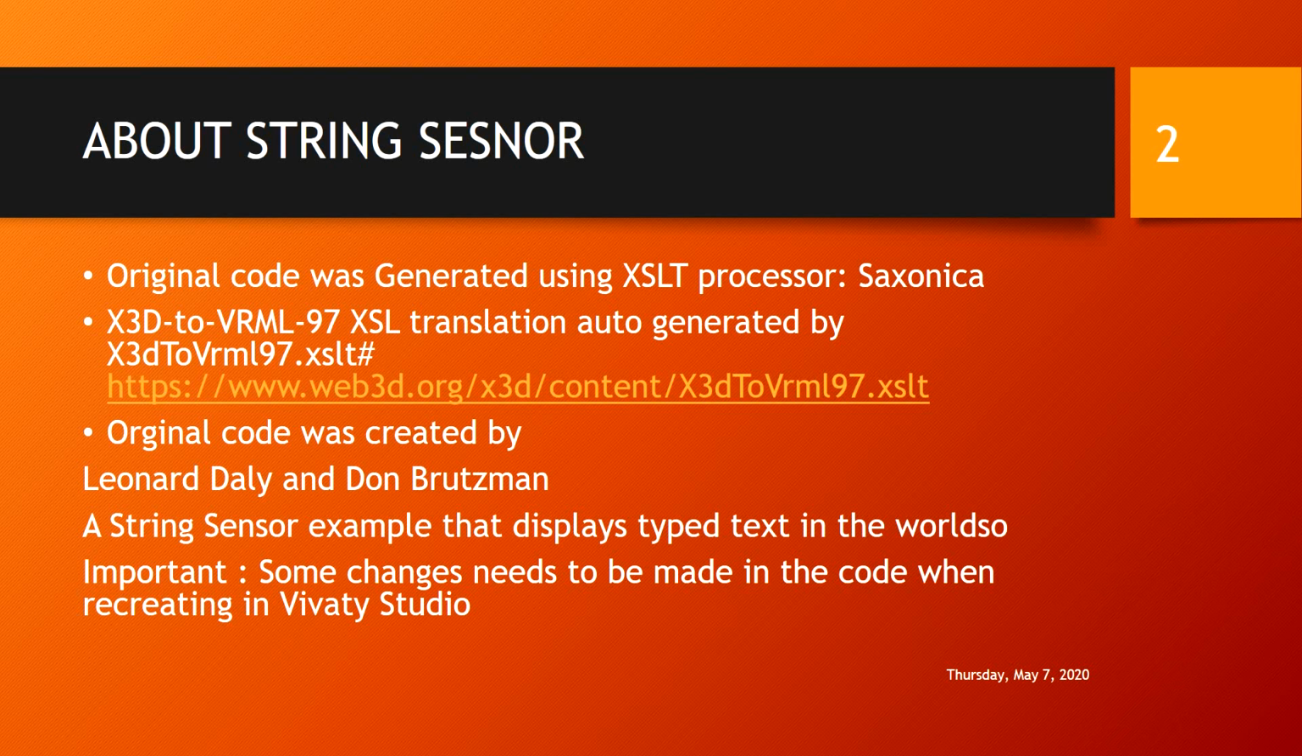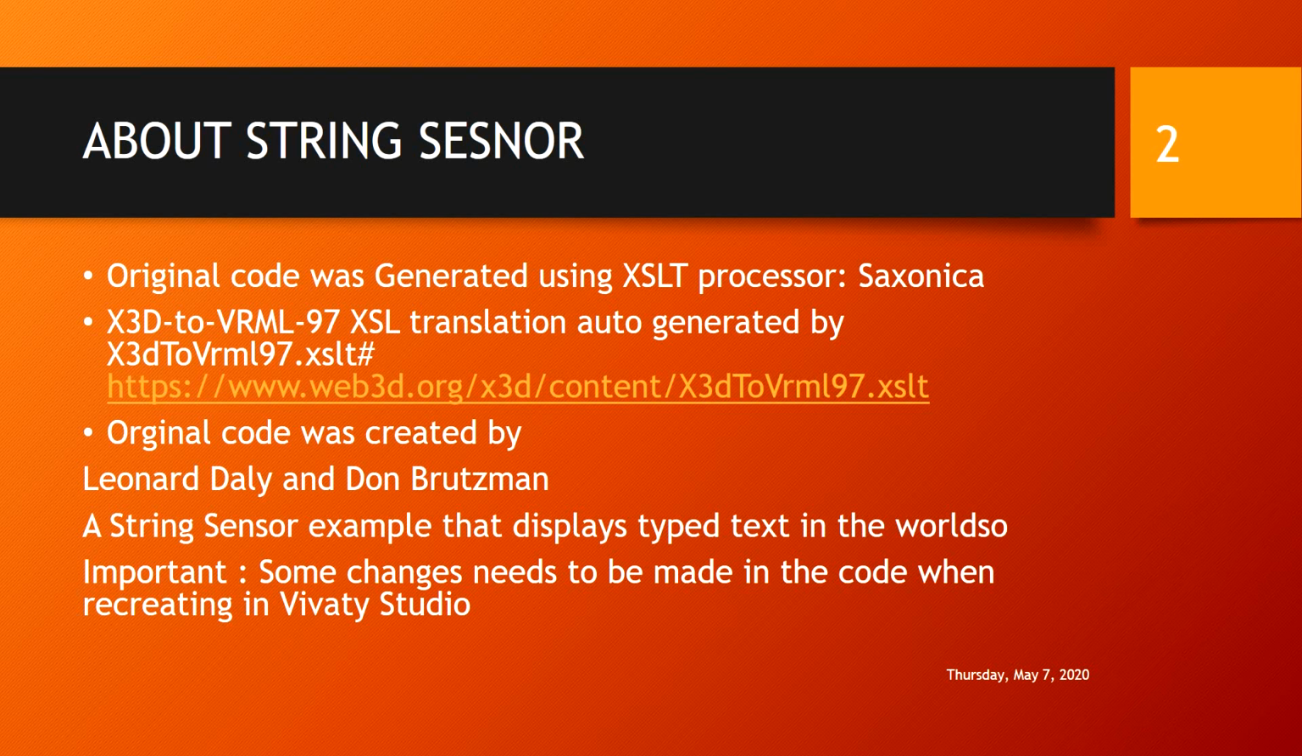Now what does the string sensor do? Whenever you type some keys, some letters, those letters will be given to the JavaScript, and from JavaScript it will be converted into the VRML environment and displayed there. That is the purpose of the string sensor. So in short, we can say that the string sensor allows you to type directly into the VRML environment.